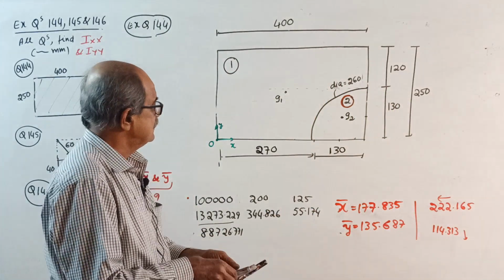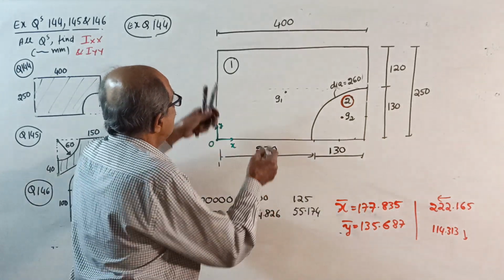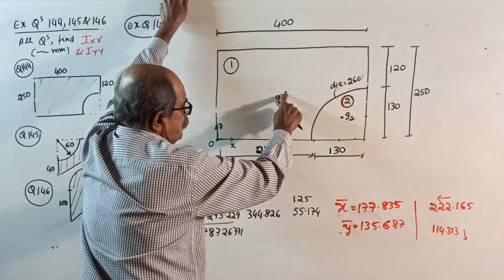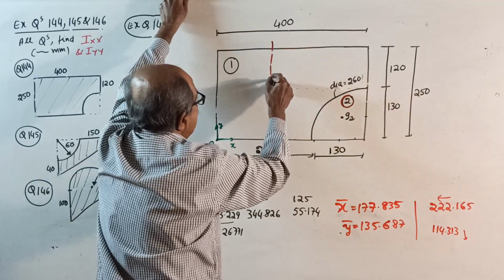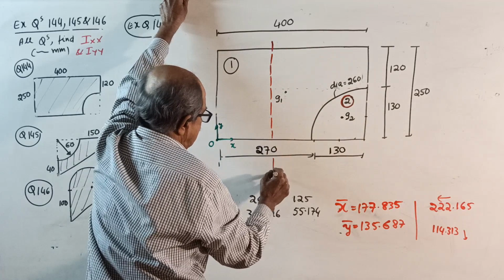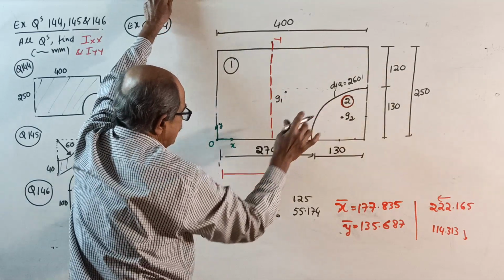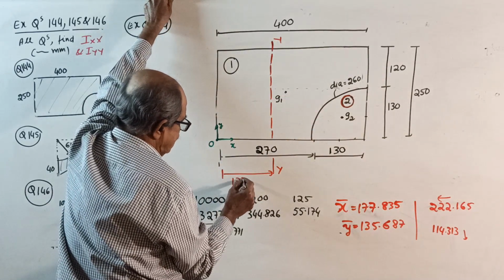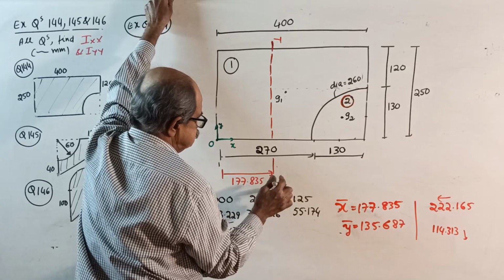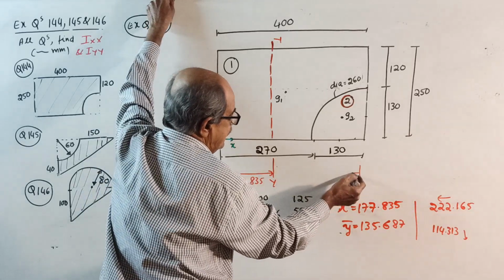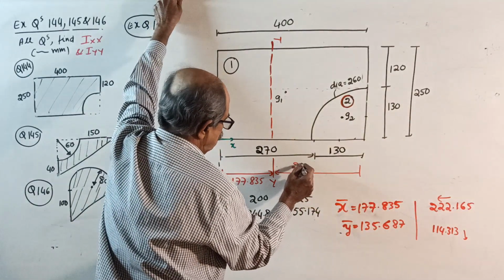Now, mark it. X bar is 177.835. What does that mean? See, total is 400. Up to here is 200. 177, so somewhere here. The scale is not maintained; I wrote a little randomly here. A little further. Okay, no problem. 177.835 from here. Therefore, from that side, if you calculate, it will be a total of 400. Okay.